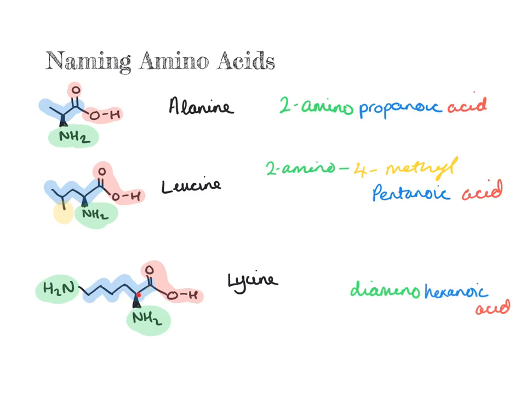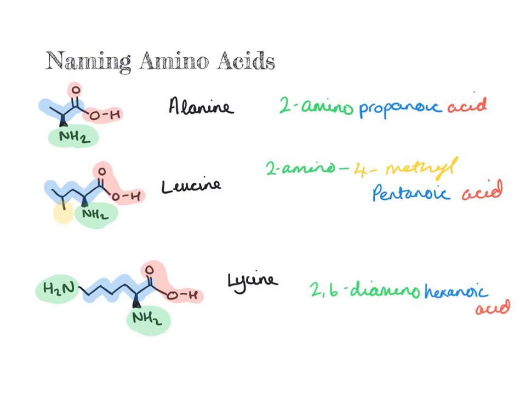So one of them is on carbon number 2, and one of them is on carbon number 6. So it's going to be 2,6-diaminohexanoic acid. So hopefully those examples are enough for you to see exactly how to name these amino acids. Now, this is the sort of thing you might be expected to be able to name in your exam.